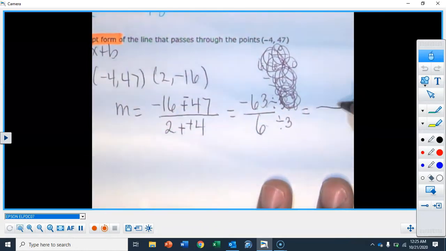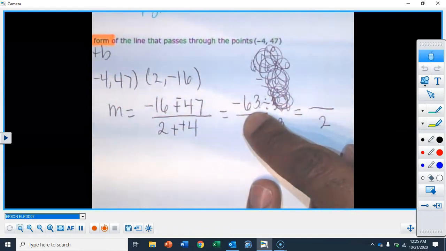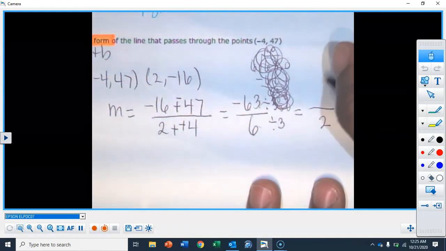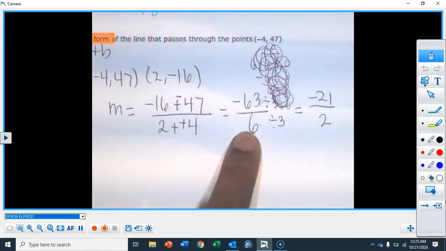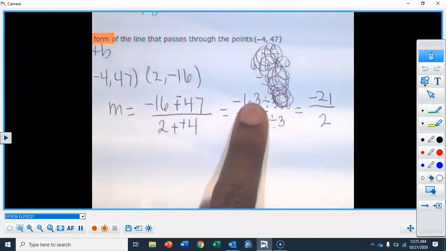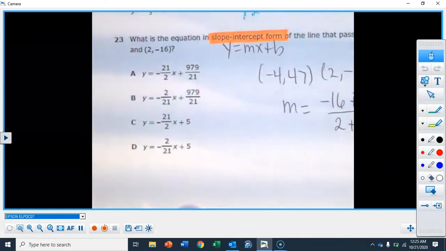That becomes, down here would be a 2. 6 divided by 3 is 2. And then 3 divides into there 21 times, and it's negative. That's what I had an issue with. Sorry, I really thought 2 could go in there, but it can't. So don't use 2 to divide both of them, even though this one's even. Try 3, and then 3 goes into that one and that one. Okay, so the slope is negative 21 over 2.